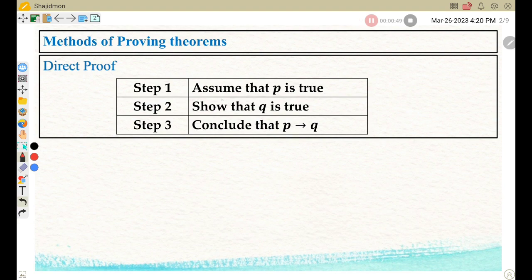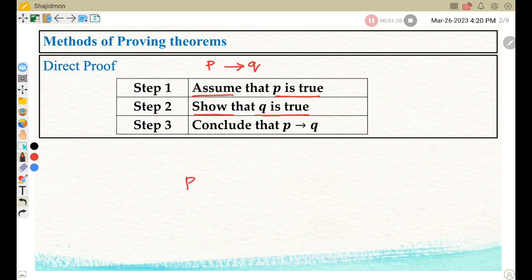In step 1, assume that P is true. In the direct proof method we need to prove P implies Q. That means if P is true, then Q is also true. So in the first step, we assume that P is true. Then in step 2, we need to show that Q is true. From that we can conclude P implies Q.